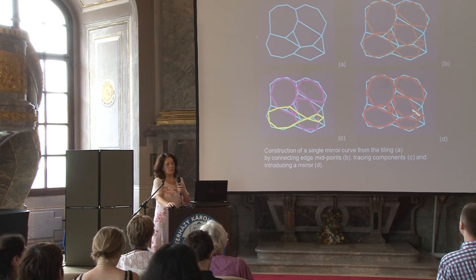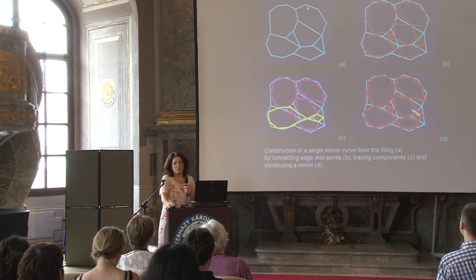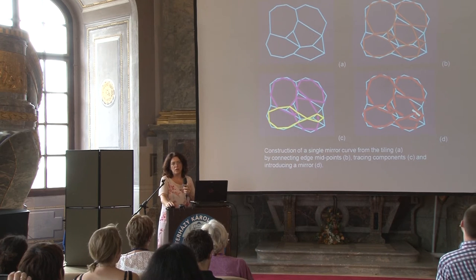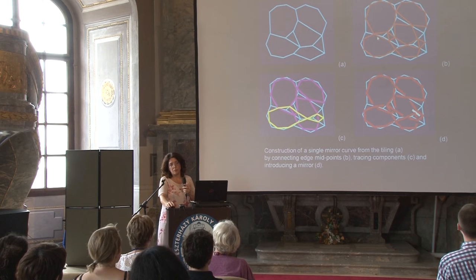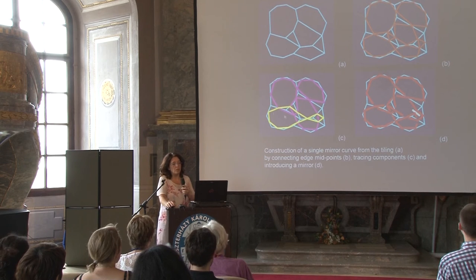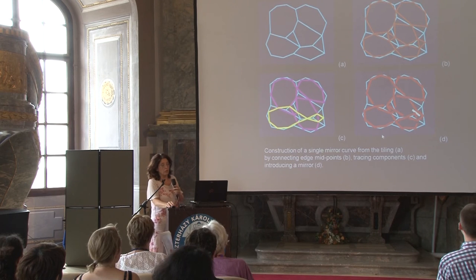So there is an example, one tiling, and we are taking the middle edge points and connecting them. After that, what we get is a four-valent graph, and in every vertex, if we came from this direction, we have three possibilities to go further: right, left, and in the middle. And if we choose to go in the middle, we will produce such a kind of curves. When we close it, it is one component, and it is possible to have more than one component, of course. This was an example with two components. And after that, we are putting mirrors in the intersection points and produce one single curve.